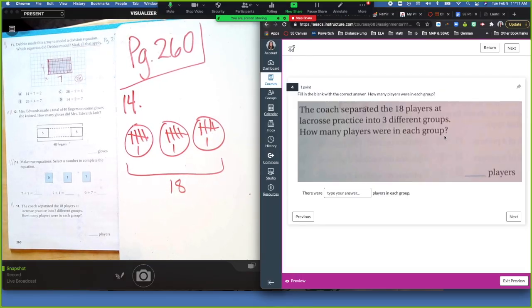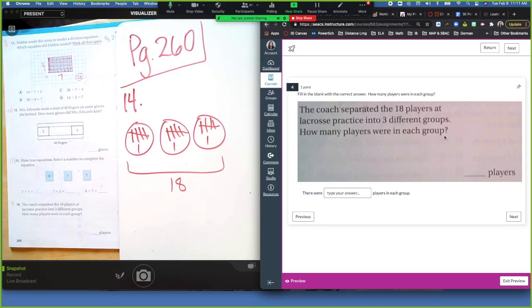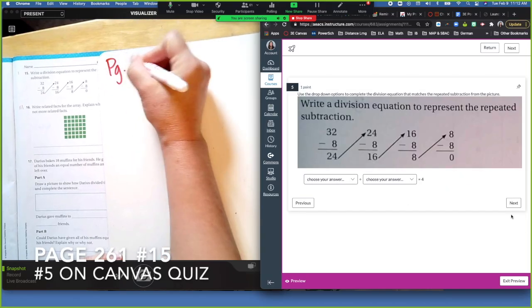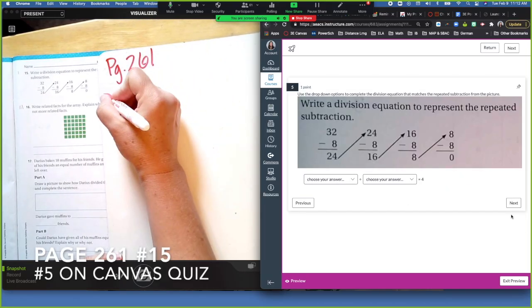And I can physically break them up with tallies. And I see how many are in. Hold up how many are in each group. How many players are in each group? I see it, Haley. I see it, Ella. Yes. We've got 6. 6 in each group.